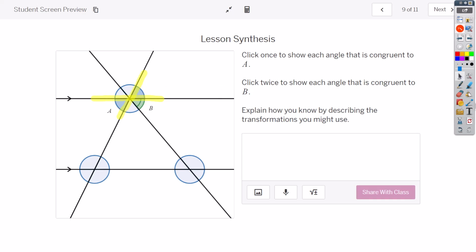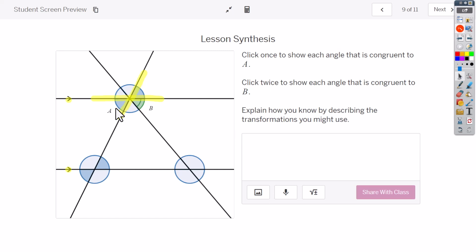Now, I also want to point out that I have some parallel lines here. This line and this line are parallel to each other. So if this is angle A and it's parallel to this line, think about what would happen if I translated angle A right down here. I think that angle would also be congruent to A, and there's the vertical angle to that one. Okay, and I think that's about all we can say for angle A.